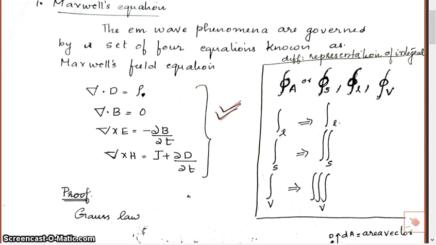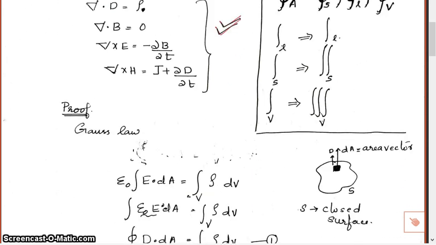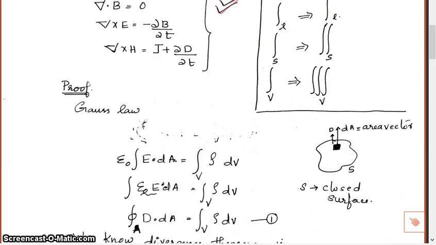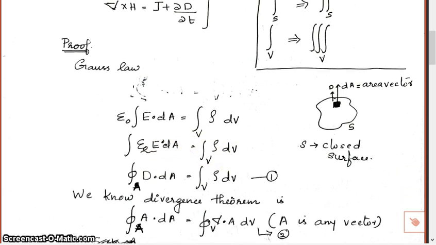Now we have to see the proof of these Maxwell's equations. We will start with Gauss law. According to Gauss law, epsilon 0 closed integral of E dot dA equals the volume integral of rho dV. I am taking epsilon 0 inside, so I can write the integral of epsilon 0 E dot dA equal to the volume integral of rho dV.